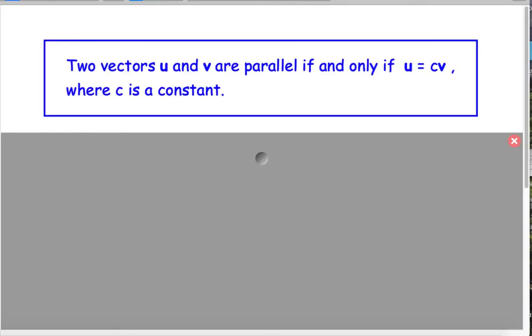So here are 2 key points to understand. And this works in 2 or 3 dimensions. 2 vectors, u and v, are parallel if and only if u is equal to c times v, where c is a constant. In other words, if one of the vectors is a scalar multiple of the other vector, for example, negative 2, 1, 4, and the vector, let's say, 6, negative 3, negative 12. If this is vector u and this is vector v, I know they're parallel because u is equal to negative 3 times v. So that's what we mean by a scalar multiple of each other.